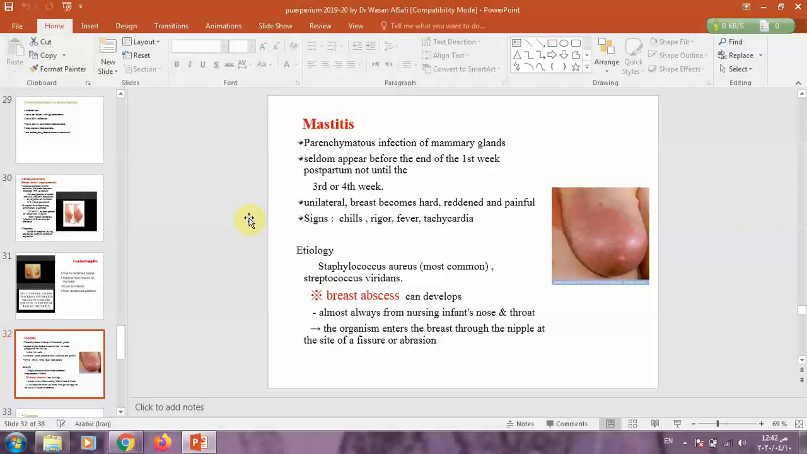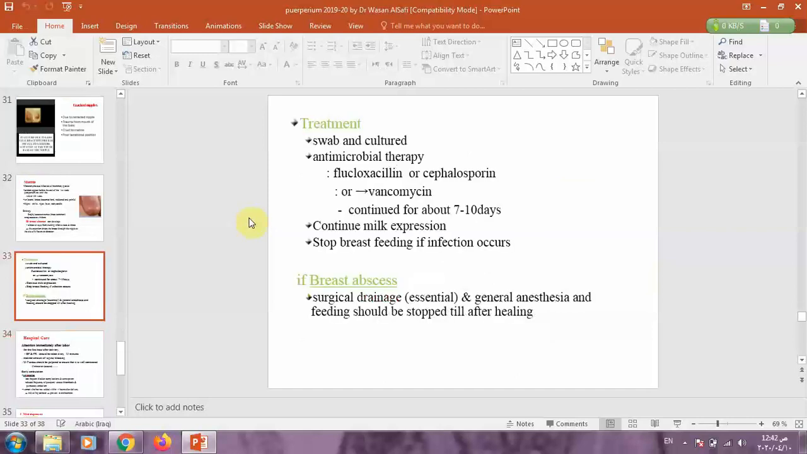It may be complicated by breast abscess. Almost always from the nursing infant's nose and throat, the microorganisms enter the breast through the nipple, through the site of the fissure or abrasion, and this will result in mastitis and breast abscess. The treatment is by swab and culture, then antimicrobial therapy with flucloxacillin or cephalosporin, or sometimes vancomycin. It continues for about 7 to 10 days.